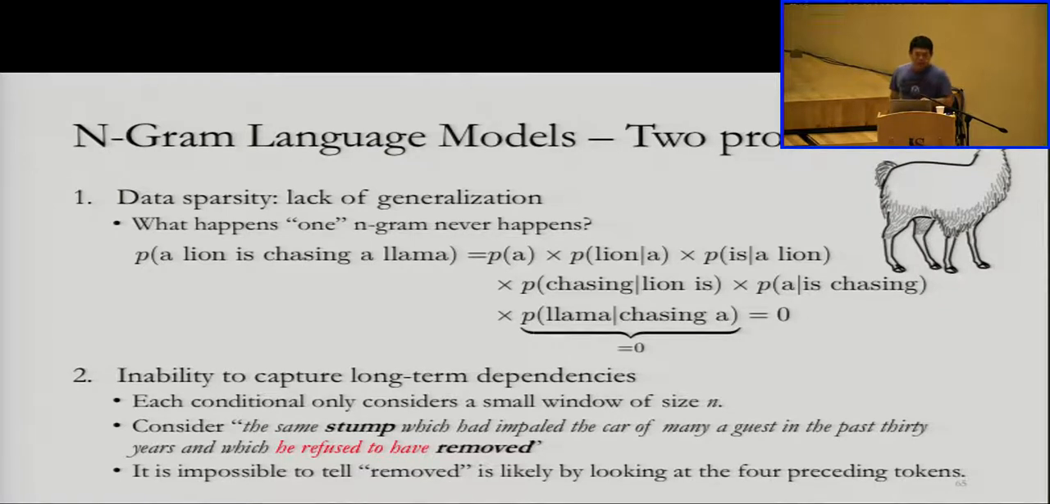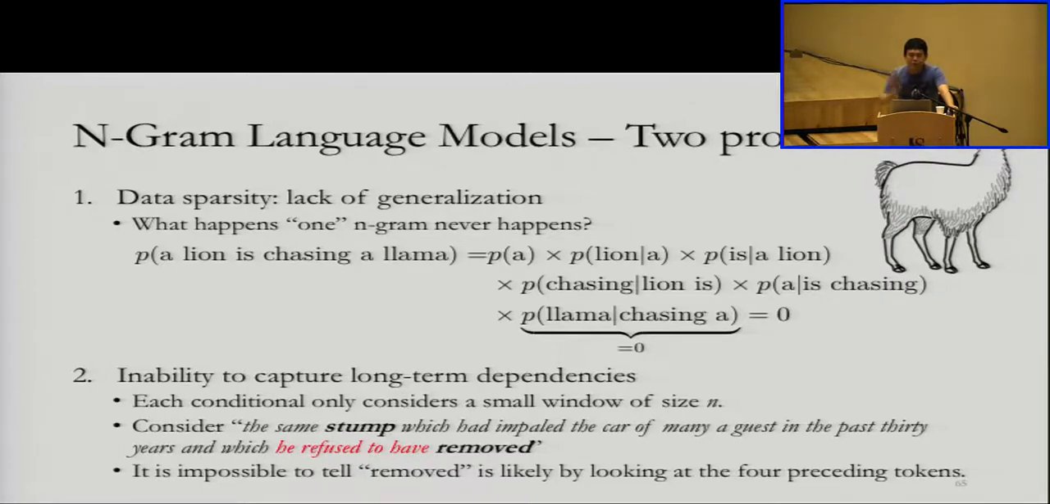And then the second thing is that this n-gram language model, due to the Markovian assumptions that we have, has a really hard time capturing long-term dependencies. One example is from Stephen Clark, who is at Google DeepMind nowadays. Let's take a sentence: the same stump which had impaled the car of many a guest in the past 30 years and which he refused to have removed.